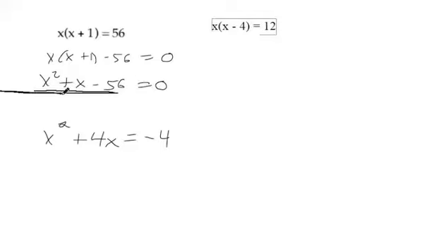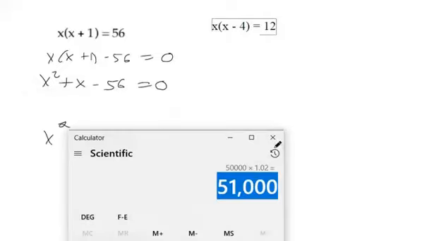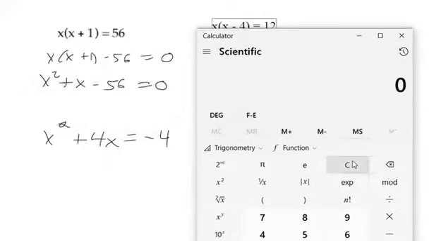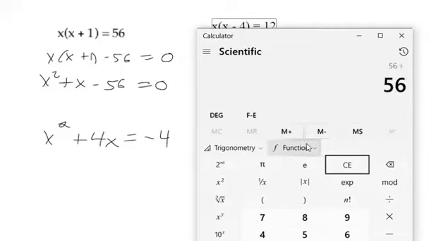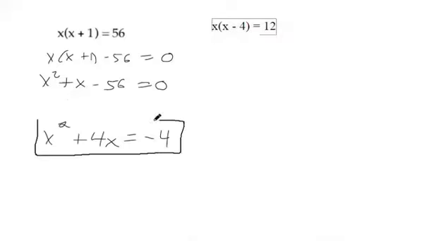And now let's see if we can solve this. You can solve with the quadratic formula, but let's see if we can solve by factoring. So we want to see if there's two numbers that can multiply to be negative 56 but add up to be 1. Oh, I got it right there. 8 times negative 7 makes negative 56. 8 plus negative 7 makes positive 1. So this is a separate problem.